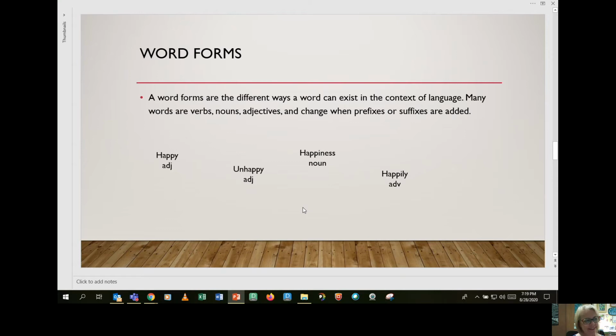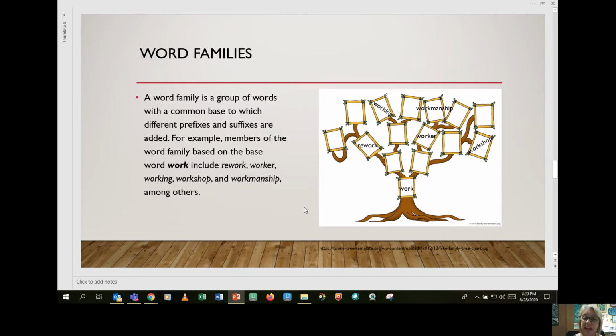All right, now we're going to move to word families. I just want you to think, what's a family? Is everybody in your family? Most of the time, not always, depending on where you're from, you have the same last name or the same family name, okay? But you're all different. So word forms make up the word family. So the family just means all the words that you can make from a base word.